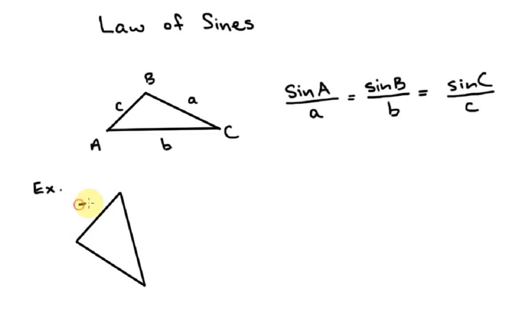So let's say this side is 7. And then somebody tells us this angle is 67 degrees. And someone tells us this angle is 42 degrees. And we're going to try and figure out what is x, this length down here.